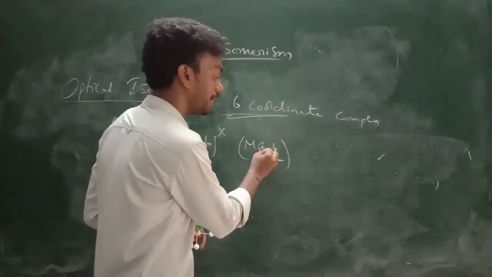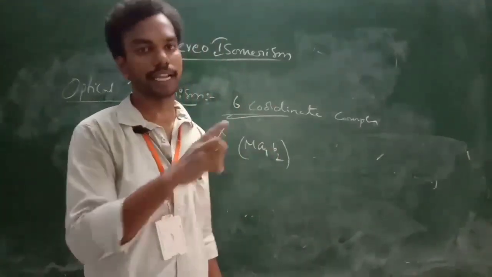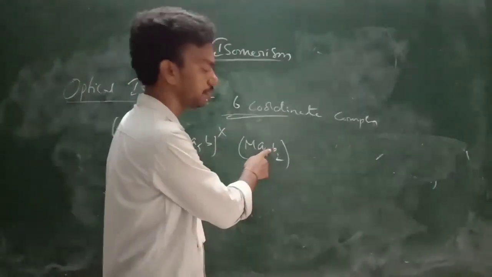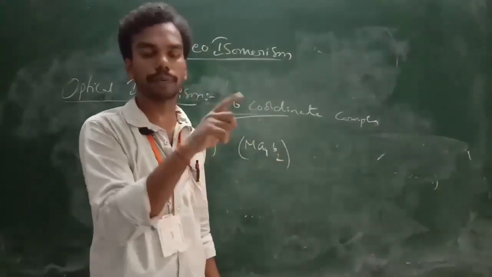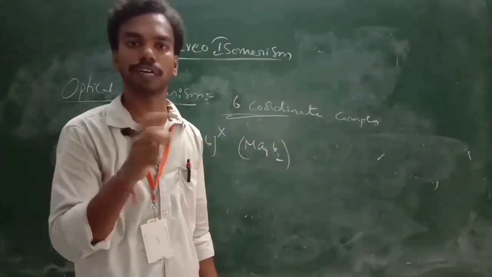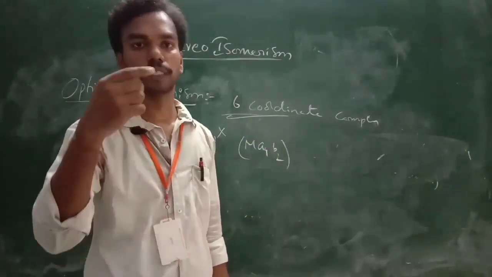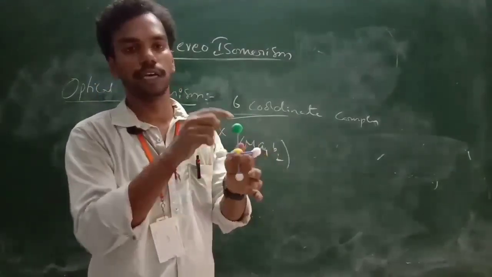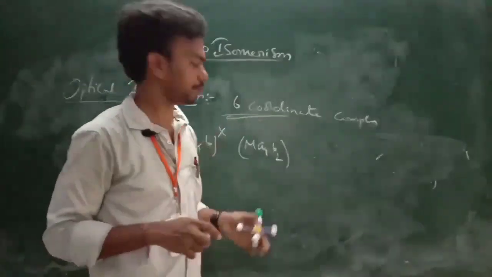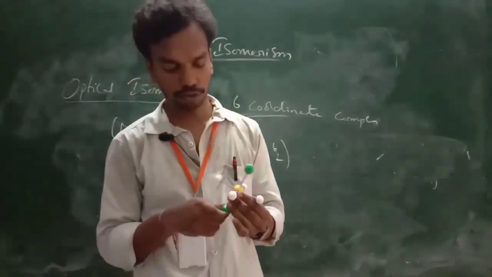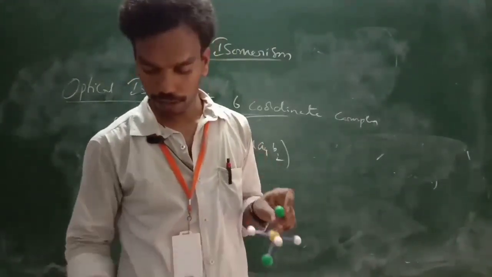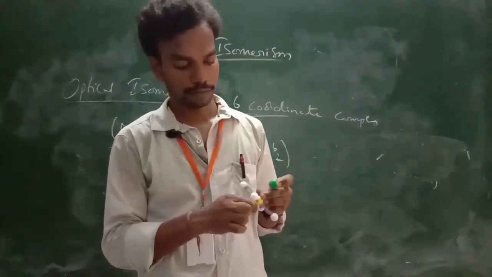Next, MA4B2 shows geometrical isomerism. One is cis, another one is trans. So these two B. For example, Co(NH3)4Cl2, if two chlorines are placed in 1,2, 1,3, 1,4, 1,5 positions, that is cis. If you place these two chlorines in 1,6 positions, you can get a trans isomer. But for example, cis and trans, taking two isomers, let's check whether it is having any symmetry or not.